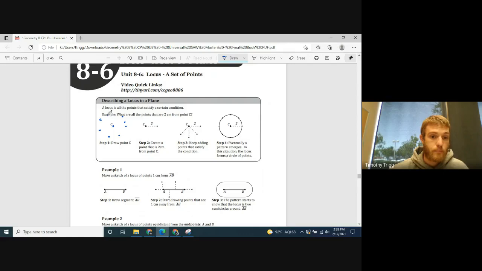Now, these aren't all the points. I can keep on creating points that are 2 centimeters away, right? But if I continue to make points forever that are 2 centimeters away, I would eventually make, hopefully you can see, a circle with a radius of 2 centimeters. So the locus of points that are 2 centimeters from some other point, C, would form a circle with a radius of 2 centimeters.